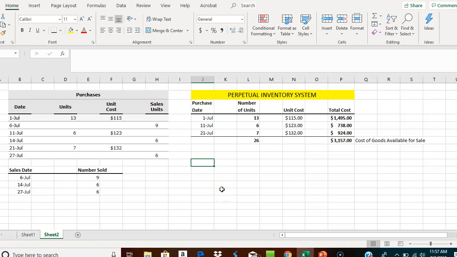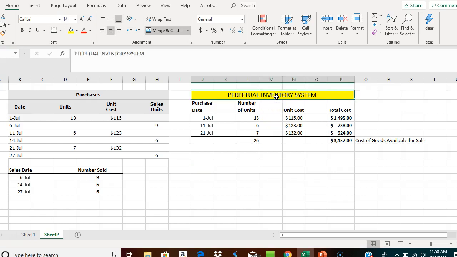We are now focused on the cost flow assumption, determining the cost of goods sold and ending inventory, but this time using what's known as the perpetual inventory system. Recall from your readings that the perpetual inventory system is an inventory system where you compute your cost of goods sold at the time of each sale, not at the end of the accounting period. Therefore, every time an actual sales transaction takes place, we're going to calculate cost of goods sold at that point in time.